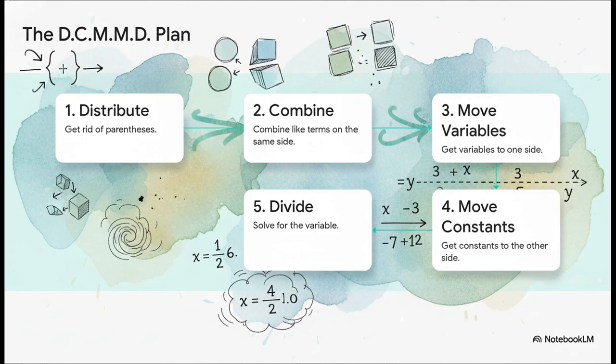Second, C is for combine, where you tidy things up by grouping like terms together on the same side. Then we got 2 M's for move. First, we move all the variables to one side, then we move all the plain numbers to the other. And last but not least, D for divide. That's the final move to get the answer.